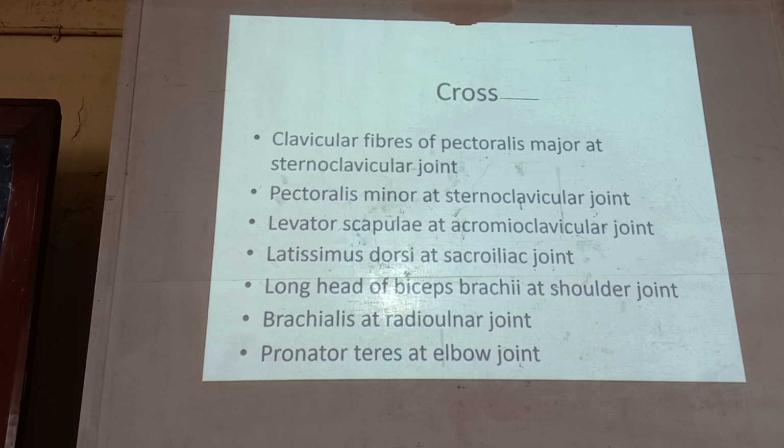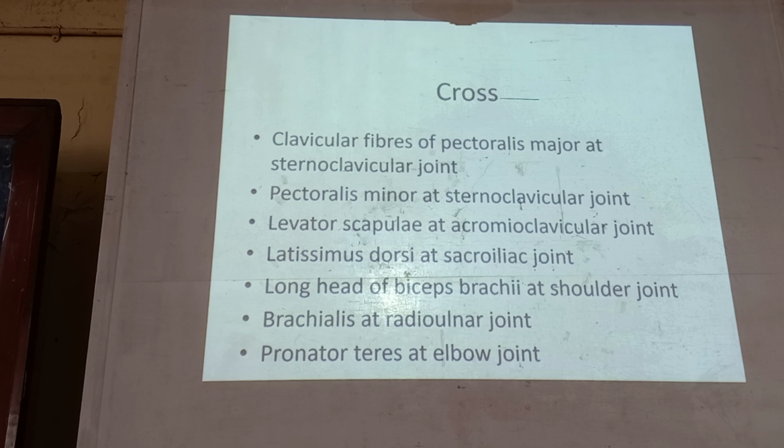Pronator teres arises from humerus. Where in the humerus is not very important. But it arises from humerus, few fibers, and they insert on radius. A few fibers of pronator teres arise from ulna and insert on radius. Those fibers which are arising from humerus cross the elbow joint. Those which are starting from ulna going to radius cross only radioulnar joints. Those which are arising from humerus cross the humero-ulnar as well as radioulnar.